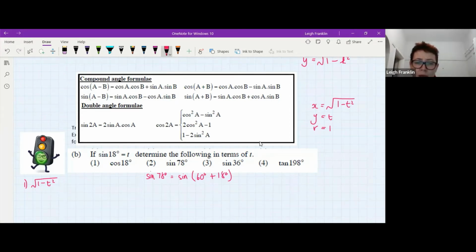Then when it came to working out the sine of 78, there would definitely have been a mark for writing it like that. And then you would have had to expand it using your sine compound angle. So remember, sine keeps its sign. So this is going to end up being sine 60 cos 18 plus cos 60 sine 18. In fact, this is where you probably wouldn't get the mark. You'd get the mark on this line over here.